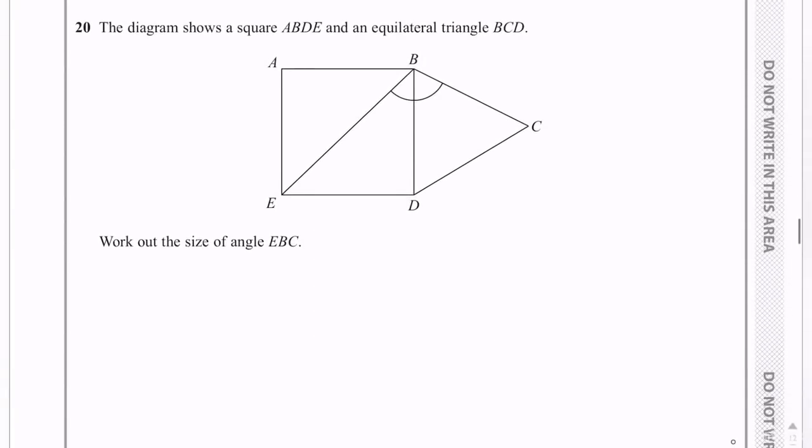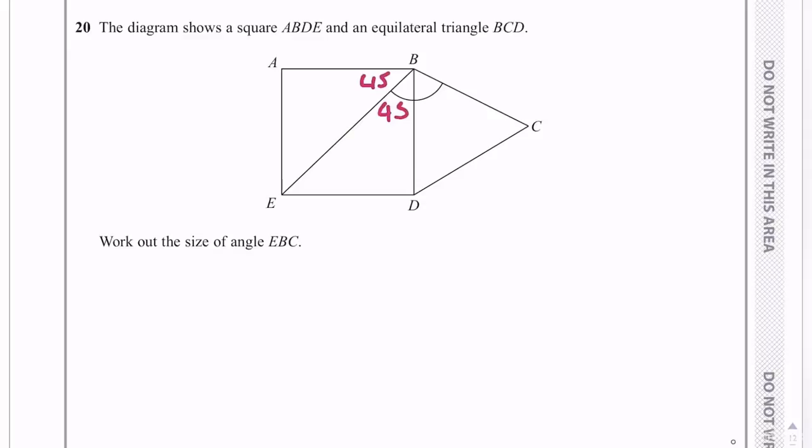Okay, so the diagram shows A, B, D, E and an equilateral triangle. Work out the size of EBC. Okay, so it's a square. So if that's a square there and it goes from E to B, then these two angles must be split in half, and obviously it's a right angle in a square, so they'd both be 45.